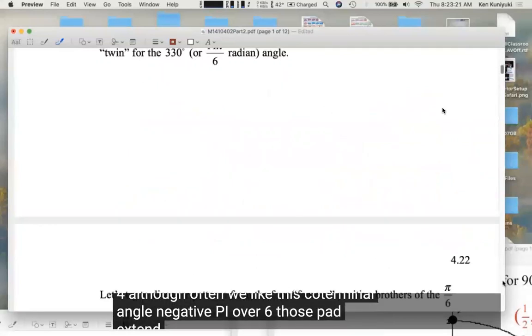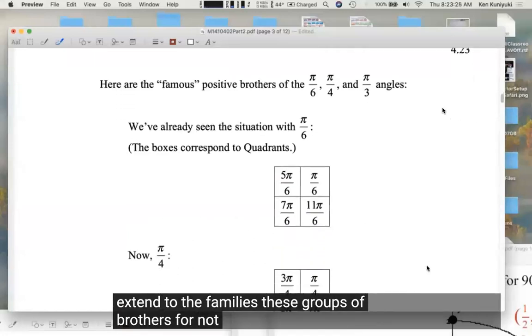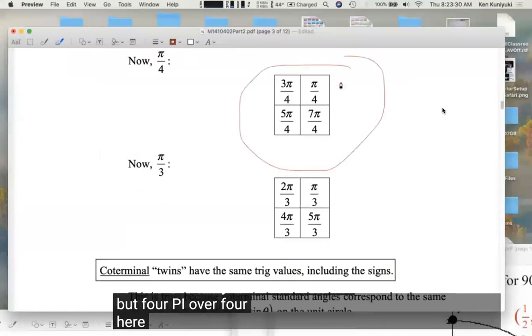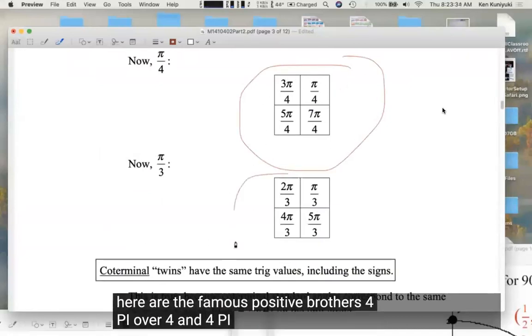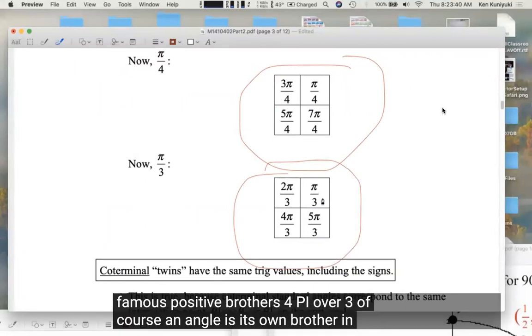Those patterns extend to the families. These groups of brothers for not just pi over 6, but for pi over 4. Here are the famous positive brothers for pi over 4, and for pi over 3. These are the famous positive brothers for pi over 3. Of course, an angle is its own brother in that sense.